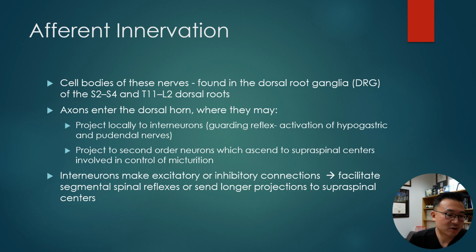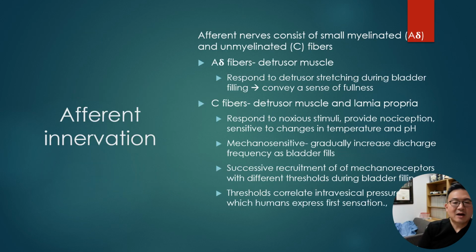Or these axons may project to second-order neurons, which ascend to supraspinal centers involved with control of micturition. And these interneurons make excitatory and inhibitory connections, and it facilitates segmental spinal reflexes or sends longer projections to the supraspinal centers. The afferent nerves consist of small myelinated A delta fibers and unmyelinated C fibers. The A delta fibers are found in the detrusor muscle, and they respond to detrusor stretching during bladder filling, which conveys a sense of fullness.